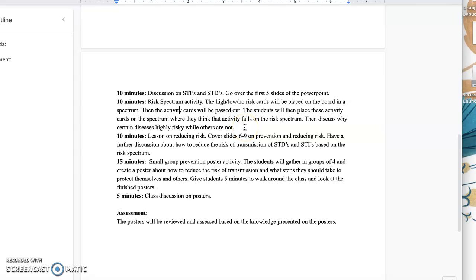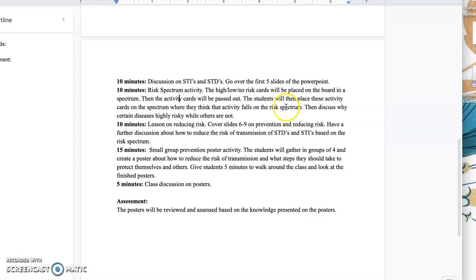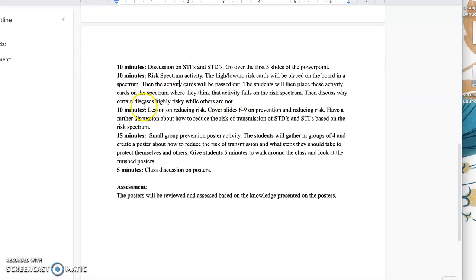And then obviously, like vaginal sex would be more on the high risk spectrum, or protected vaginal sex would be on the low risk, etc. And then at the end of this, we'll discuss why certain diseases are highly risky while others might not be. And then the next 10 minutes will be a lesson on reducing risk.